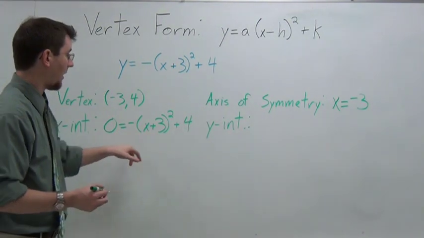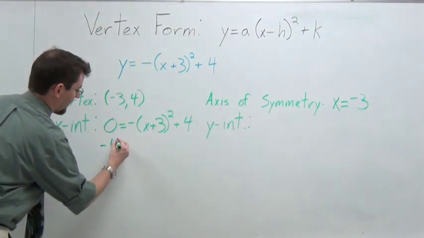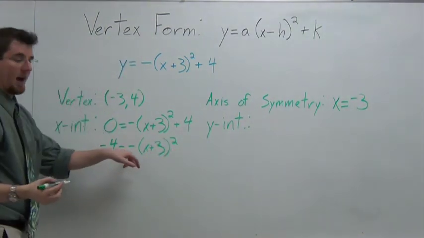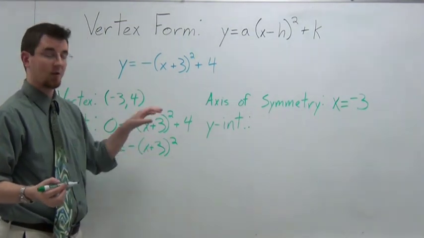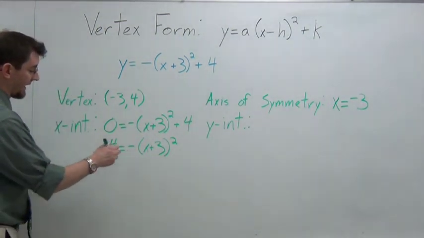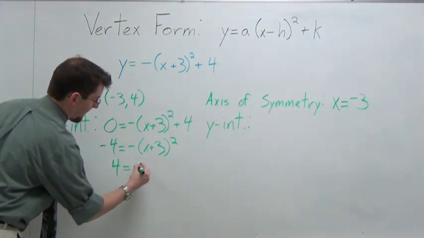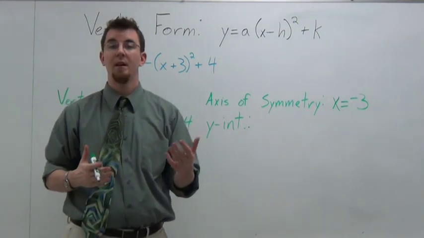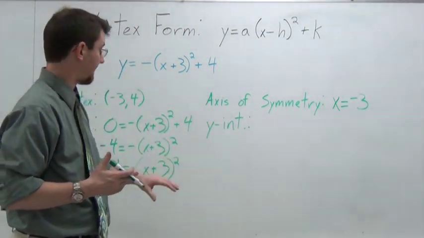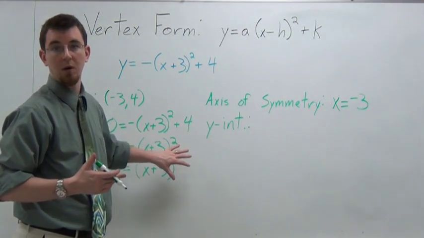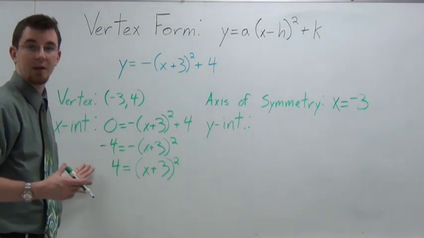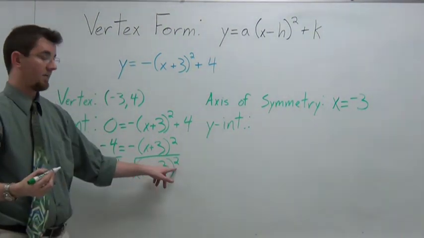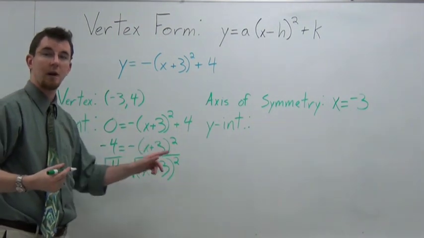Now, I'm going to go ahead and solve this. I'm going to move over the 4. I need to isolate this parenthesis that we're squaring, so I'm going to divide both sides by negative 1. So I get 4 equals the quantity x plus 3 squared. Now, from here, I'm going to use the square root method. I've got something being squared on one side of my equation, and I've got a value on the other side. I can get rid of that square by just taking the square root of both sides.